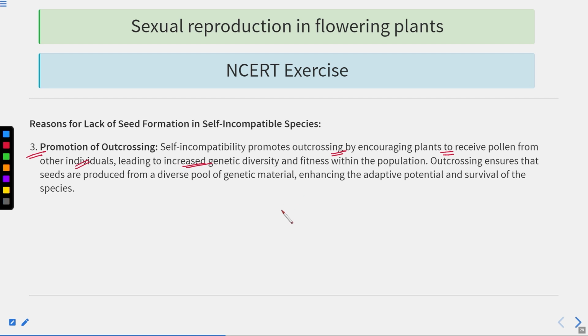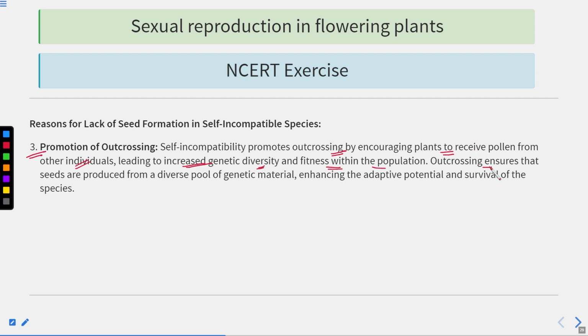Clear? Because the pollen will have a different genetic makeup, and the egg cell will have a different genetic makeup. So, this will lead to increased genetic diversity, and it will also lead to a decrease in the inbreeding depression, which is caused by self-pollination and self-fertilization. Clear? Now, leading to increased genetic diversity and fitness within the population.